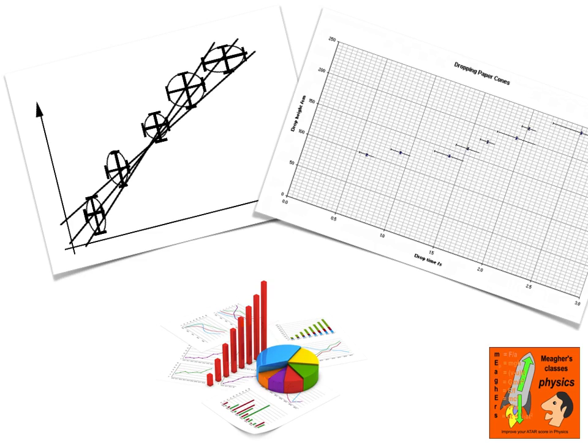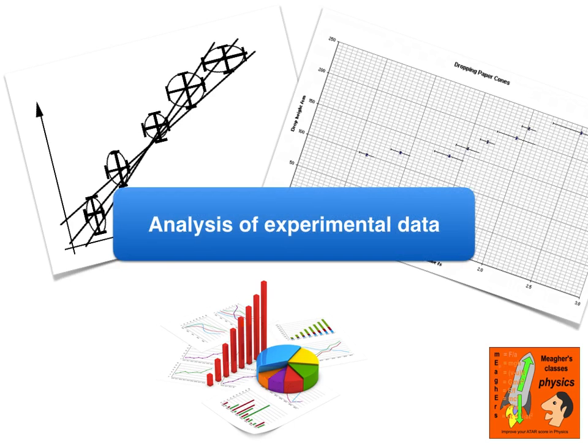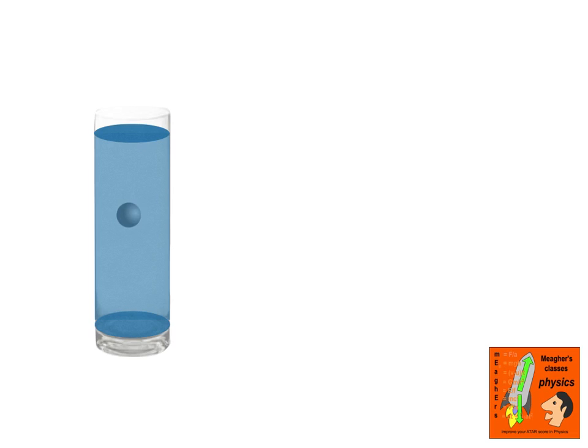So today we're going to have a very quick brief look at how we can collect data and how we can display it. So we'll look at an example here where we've got an object falling through a fluid. Now as it falls, it's going to be accelerating. There's a few measurements we can make.